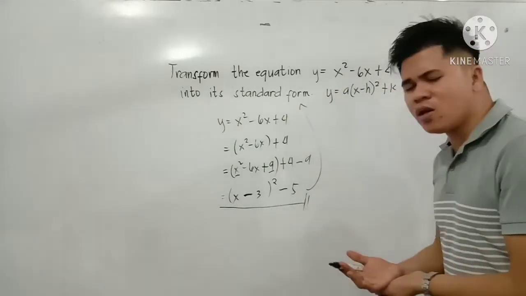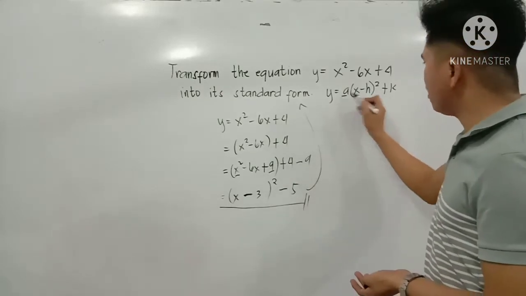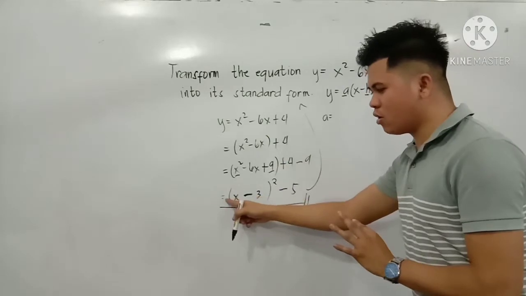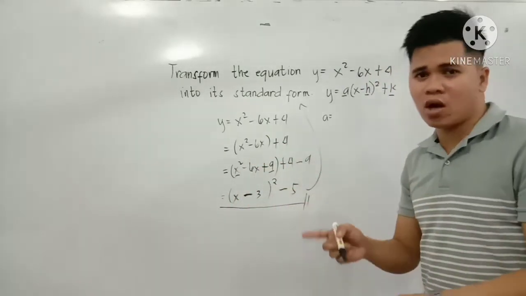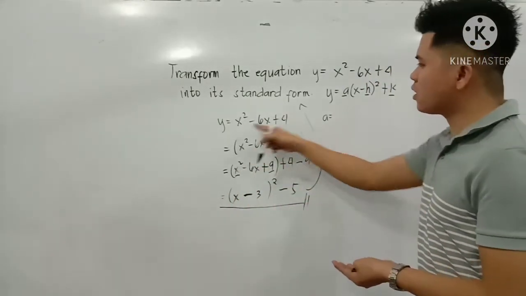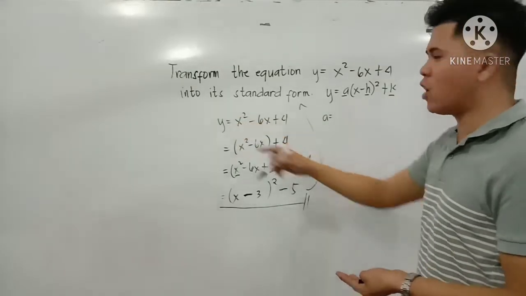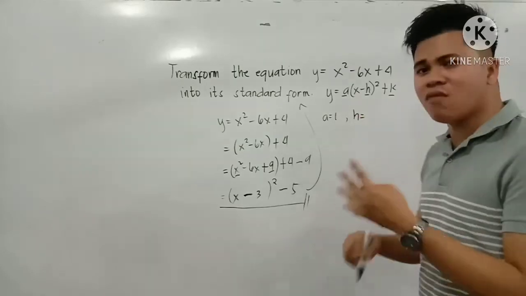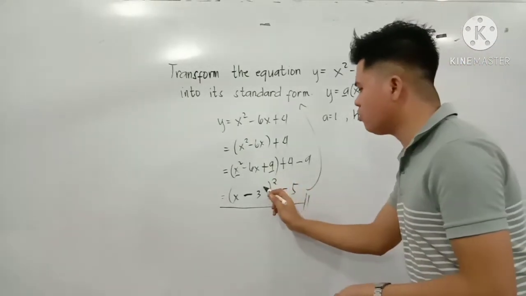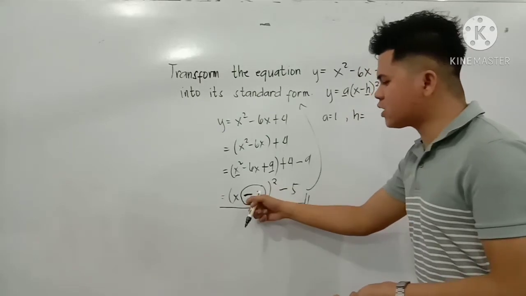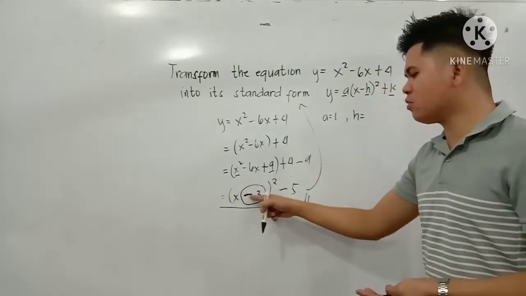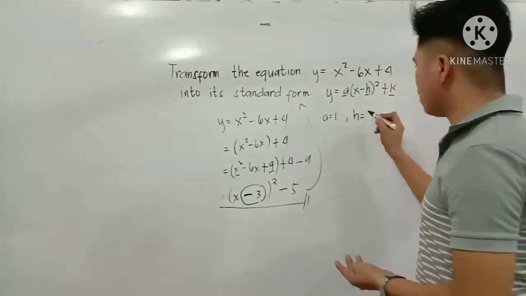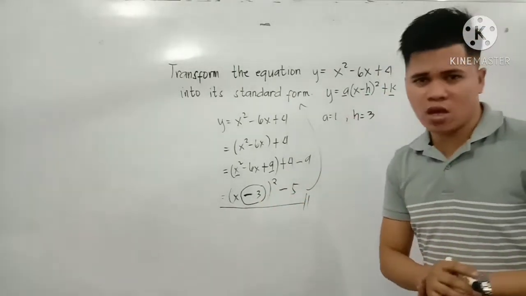Now, if we are going to find the value of a, h, and k, our a is the value of the coefficient of our quadratic term. And this is our quadratic term. The coefficient here is 1, so simply 1. Then our h is the additive inverse of the constant of the binomial. So the constant of our binomial is negative 3. The additive inverse is positive 3. And that is the value of our h.